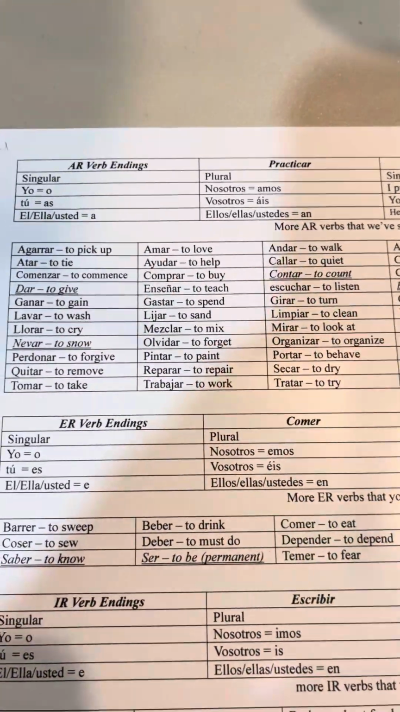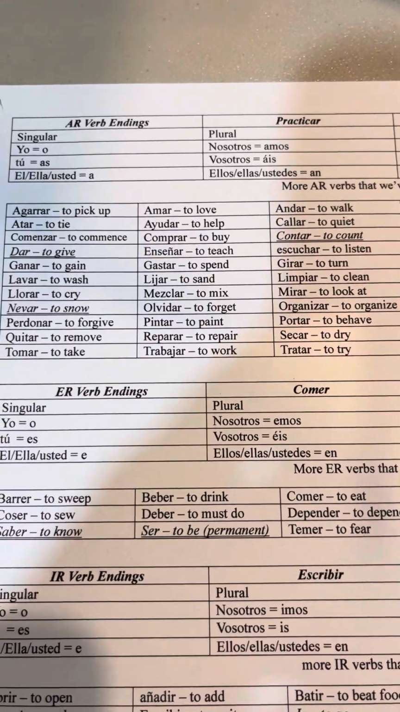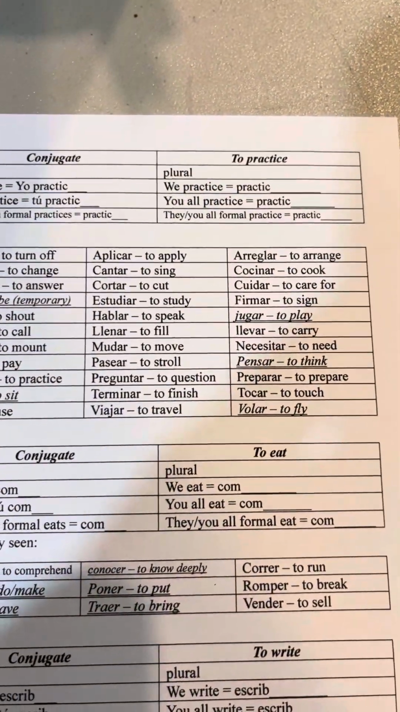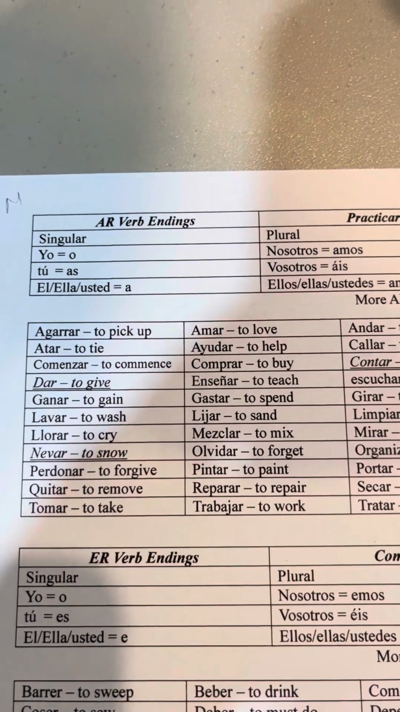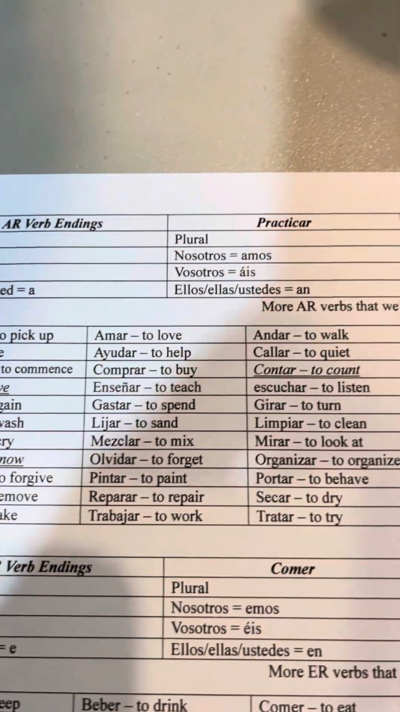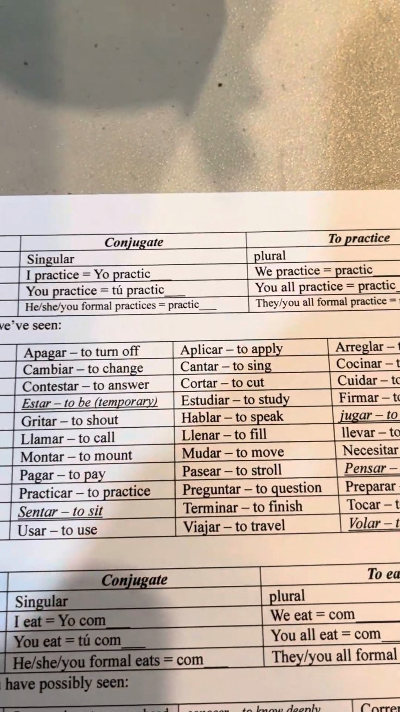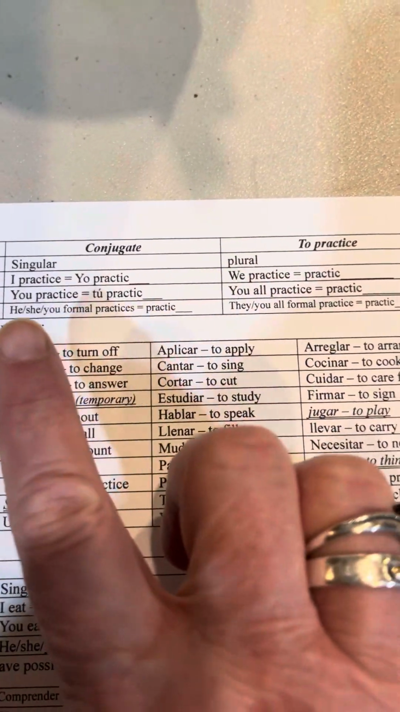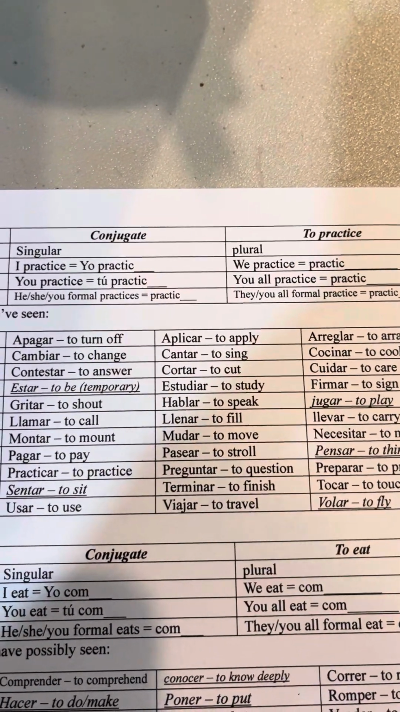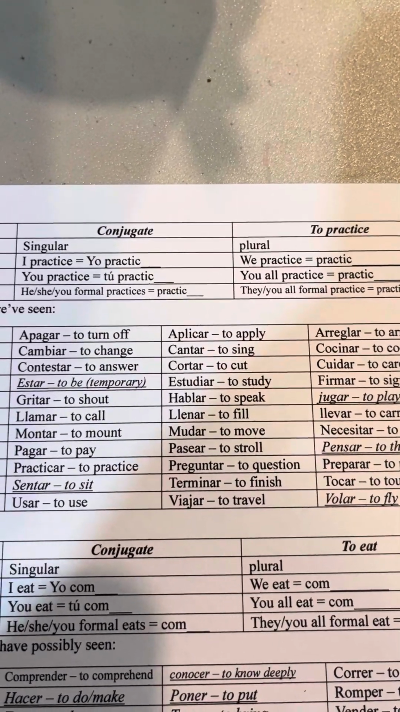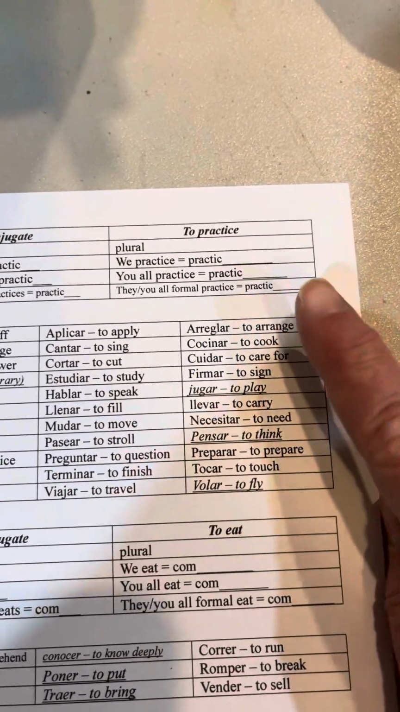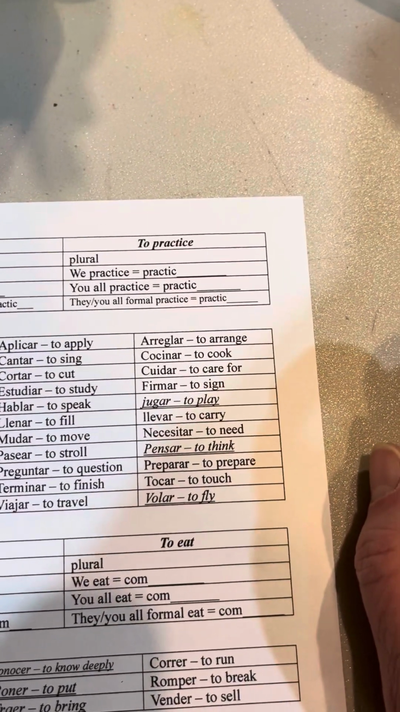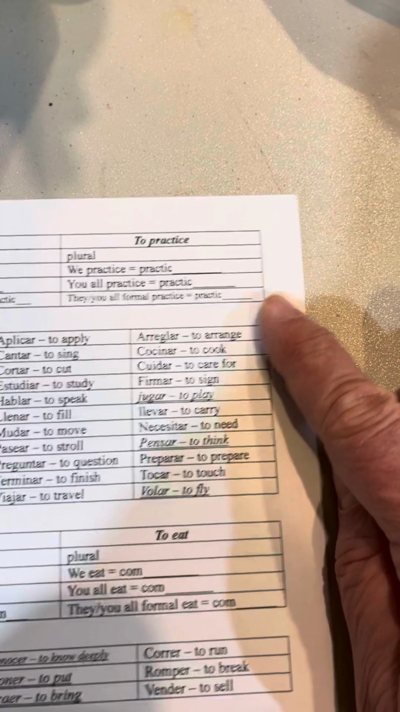So here we go. We have our AR. Okay, we talked about that. We take the verb practicar, for example, which means to practice. Okay, so we have yo, tú, the o, as, a, amos, áis, an endings, okay? So I practice becomes yo practico. You practice, tú practicas. You, formal, he, she practices, practica, excuse me. We practice, practicamos. You all from Tennessee practice, practicáis.